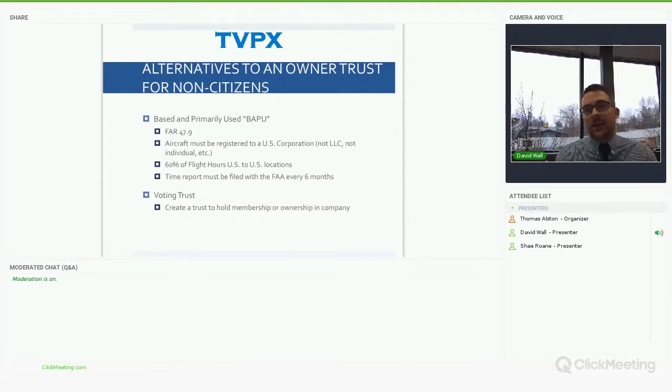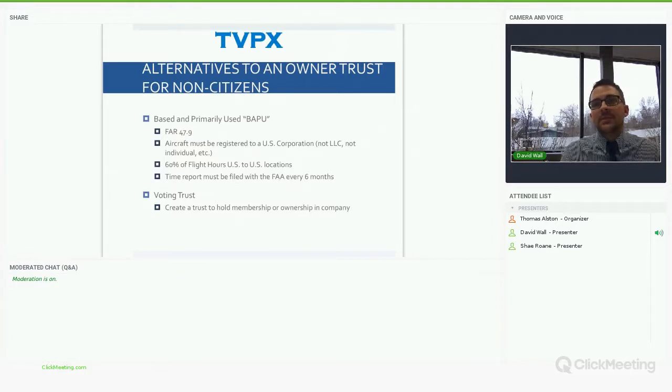Now the limitations on that are kind of severe, and you'll be able to see why in this type of situation a lot of companies end up using a trust anyway. The first kind of limitation on that is the aircraft has to be registered to a U.S. corporation. So it has to be your Delaware Inc. It has to be XYZ Inc. incorporated in Delaware. It can't be a foreign entity. It can't be an LLC. It can't be a partnership. It can't be an individual.